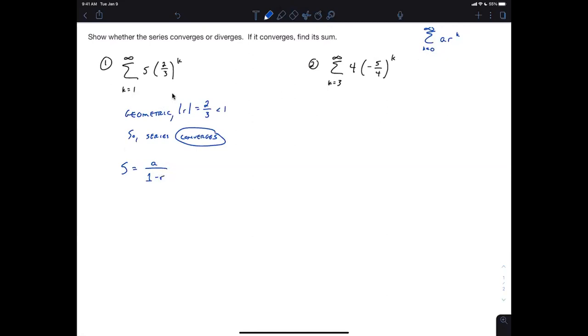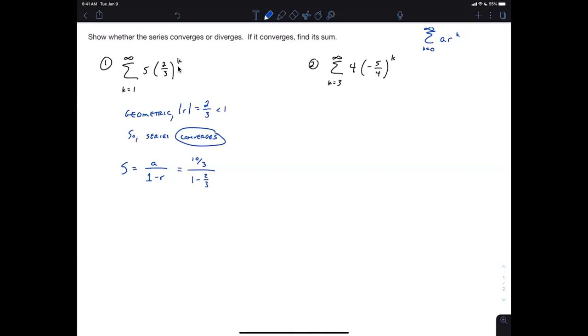What this a represents is the first term in the expansion of this series. So you plug in whatever this initial value of k is. So if I plug in k equals 1 here, I get 5 times 2/3, which is 10/3. So we're going to say, okay, well then it's 10/3 over 1 minus 2/3. And now we're going to simplify that. But is everybody clear where I'm getting 10/3? Good. Okay, so any questions?